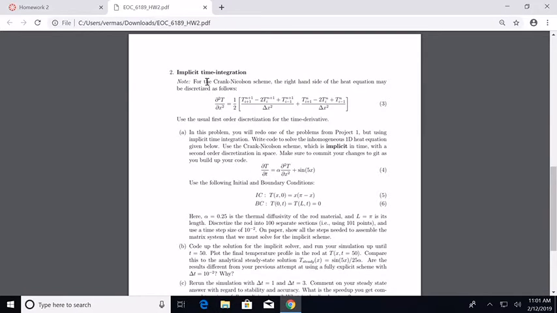This time, though, you will do it with an implicit time integrator called the Crank-Nicolson scheme. And you're given here how the Crank-Nicolson scheme works. The right-hand side changes slightly.